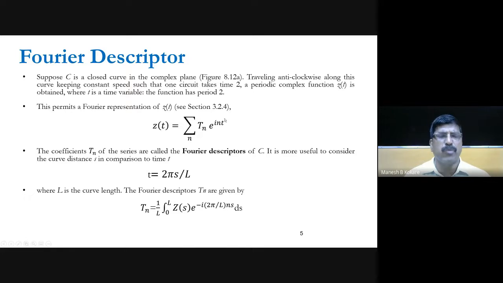So this is nothing but the Fourier transform basically, where the coefficient tn of the series is called the Fourier descriptor of a closed contour, and it is more useful to consider the curve distance s in comparison to the time t. So t can be replaced with 2πs/l, where l is the length of the curve, and the Fourier descriptor tn is given by this equation.